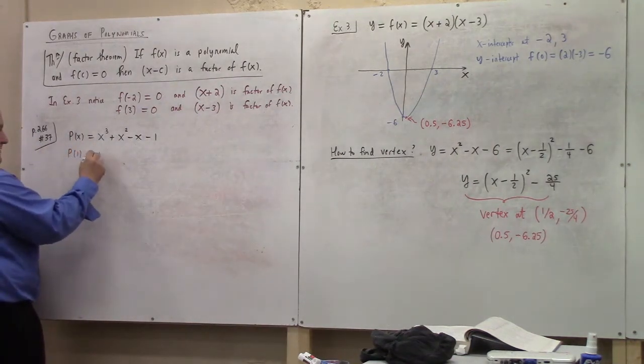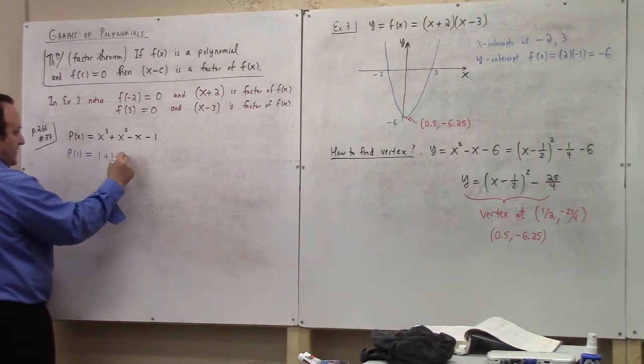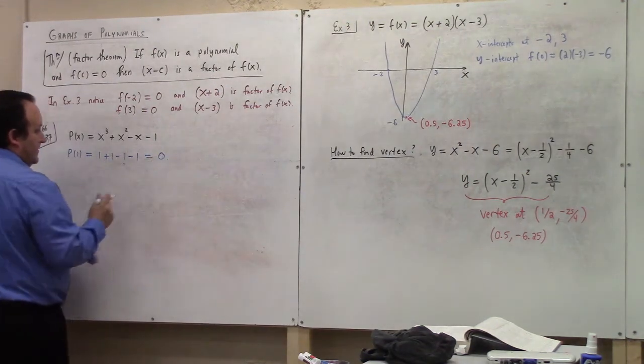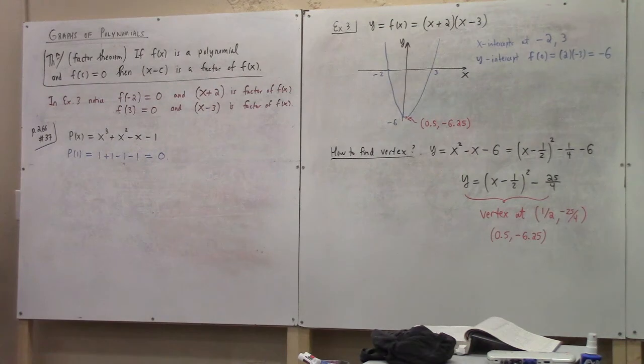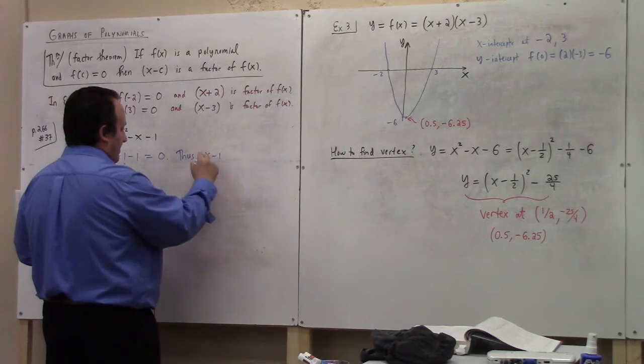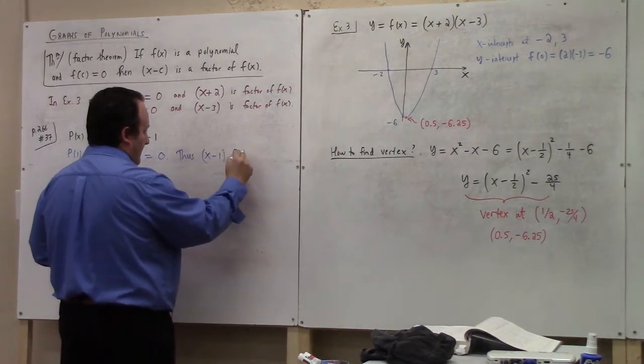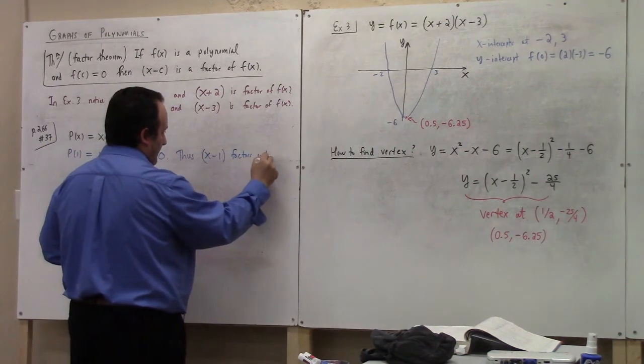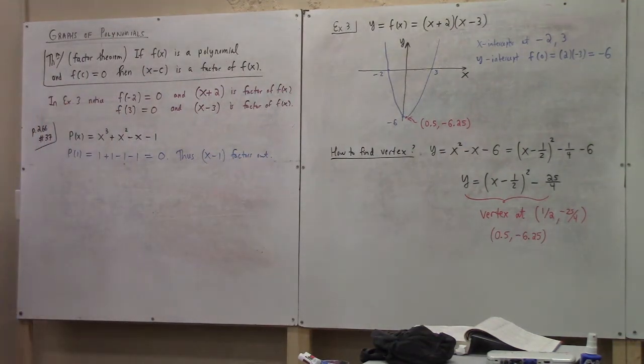It's 0 because it's what? It's 1 plus 1 minus 1 minus 1. So yeah, 0. And so what does that tell us? That tells us that we can factor out x minus 1. Now, how do you factor out x minus 1? There are various strategies. One strategy is factoring by grouping. If you can see that, that's pretty fast. Another strategy is long division.